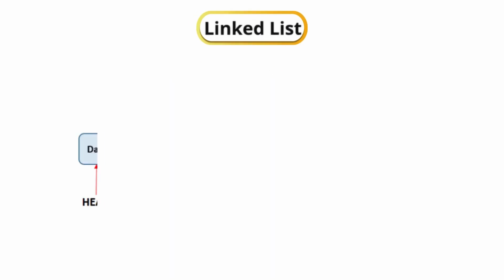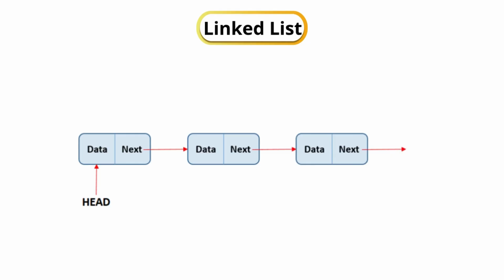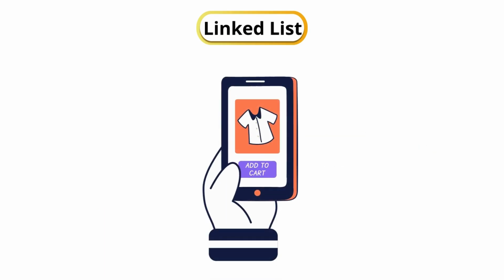Next, linked list, a dynamic data structure where elements are connected using pointers. So the pointers connect the elements. An example where we can use a linked list is implementing a shopping cart where items can be added or removed dynamically. While I'm adding a product, it will be added to the linked list. If I'm removing it, it will automatically get removed. So we can use it there.